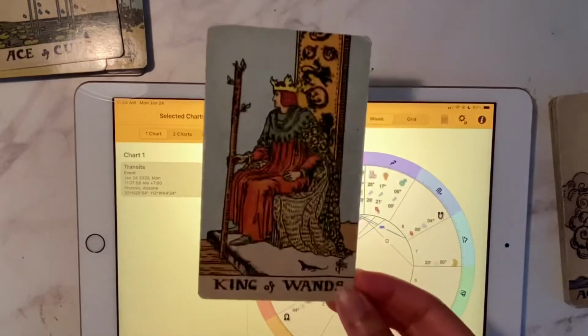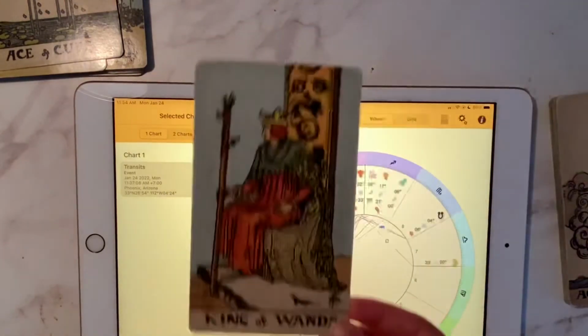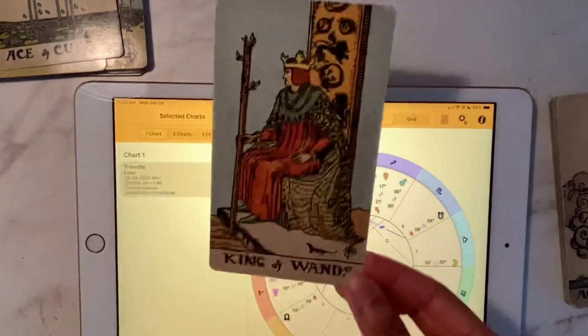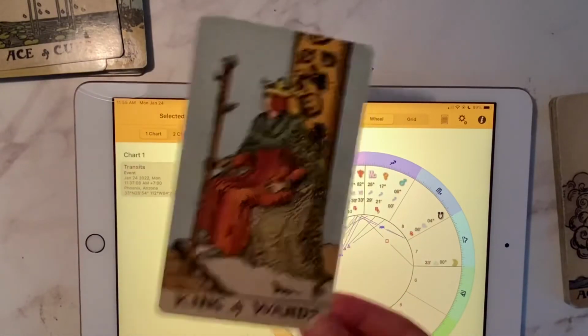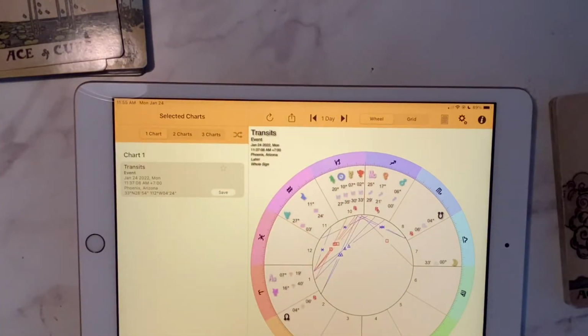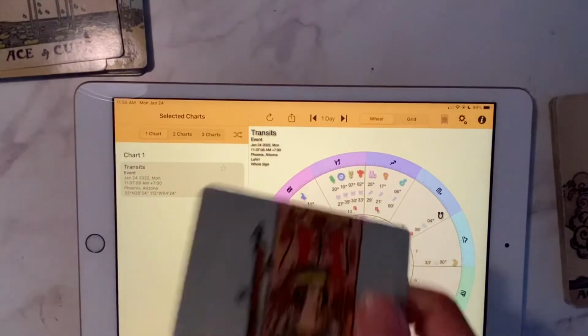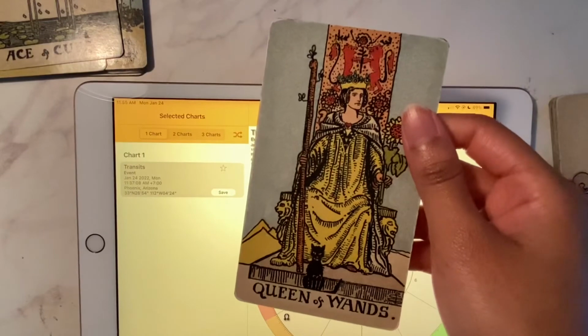This is just a nice way to do the embodiment since the first house is the body. Aries first house is, King of Wands is the Aries card, etc. If you have a Leo rising, not the Knight of Wands, the Queen of Wands is the Leo rising.